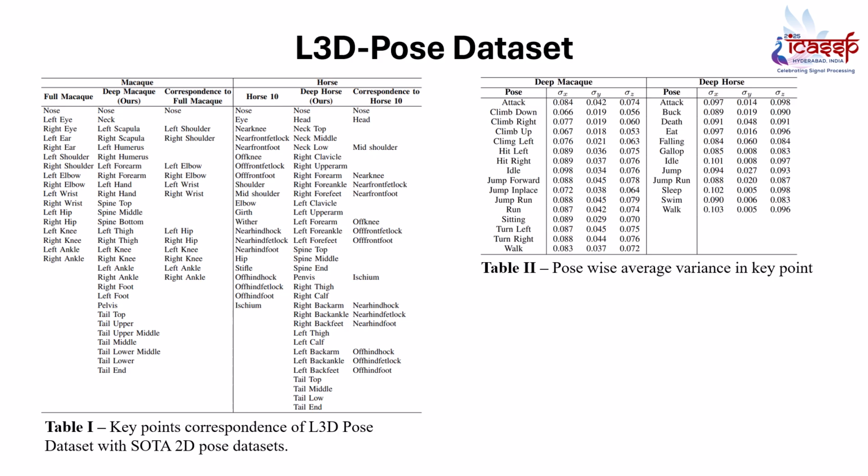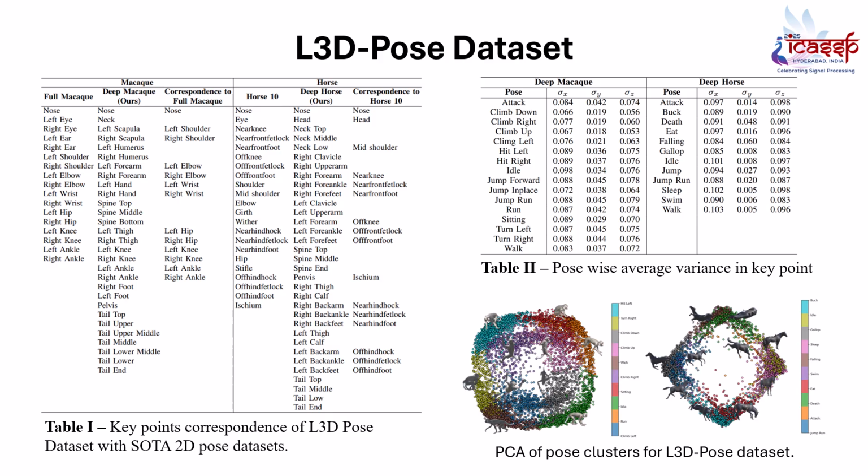One of the key innovations in our methodology is the lookup table-based refinement of 3D pose. This step plays a crucial role in ensuring that our predicted 3D poses remain anatomically realistic and transferable to avatars. Table 2 showcases the pose-wise average variance of the key points across different animation sequences for Deep Macaque and Deep Horse datasets. To further analyze the structure of these poses, we apply Principal Component Analysis, or PCA, which reveals that similar poses naturally cluster together in a reduced dimensional space.